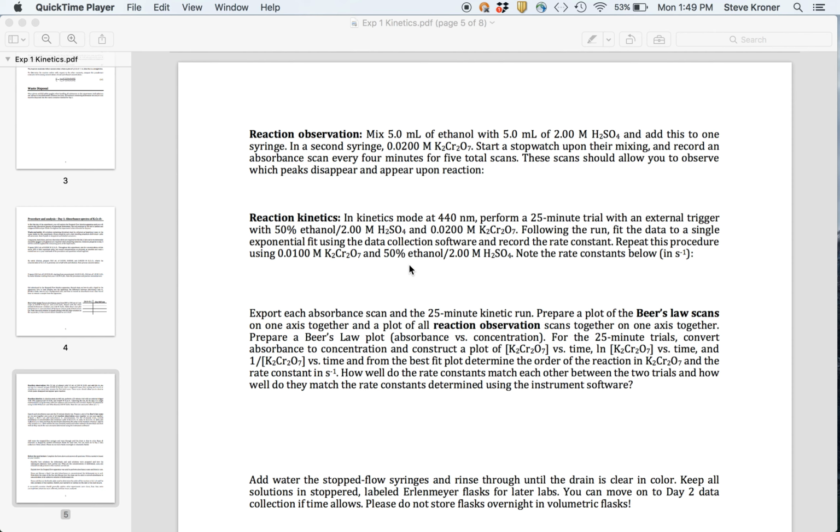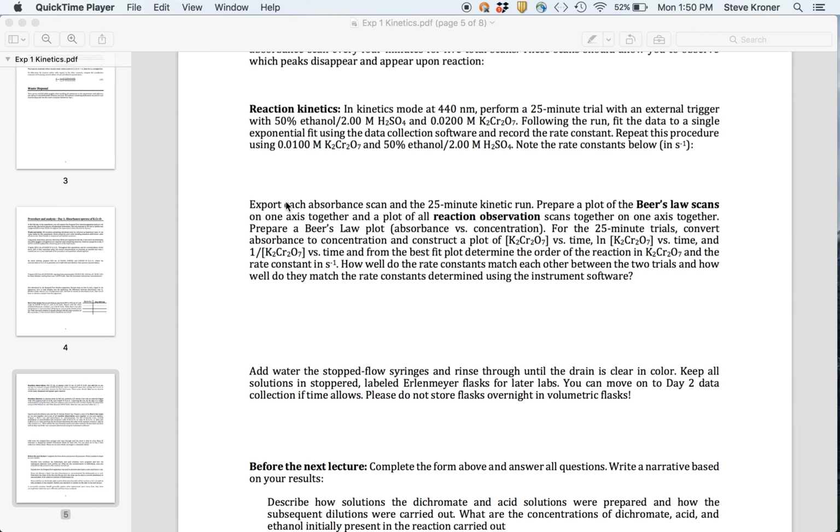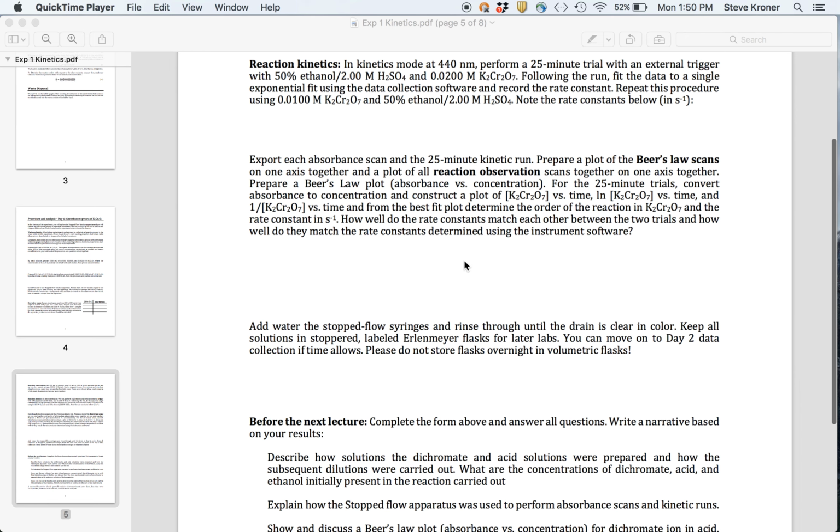If the reaction is slowing down, we should see a lower rate constant. And the question is, does it lower by about a factor of 2, or by a factor of 4, or by a factor of 16? Is the order with respect to dichromate going to be 1, 2, or 3? You should get that data pretty clearly right off the bat in this experiment. And then from there, you can export your data, both from your kinetic runs and from your absorbance scans. Prepare Beer's law plots, and you can do most of this work at home or over in the computer lab.